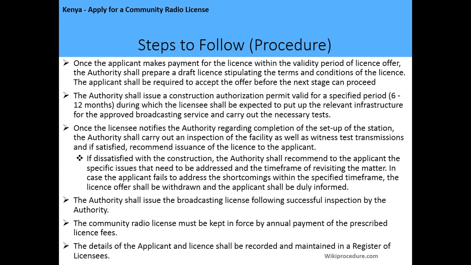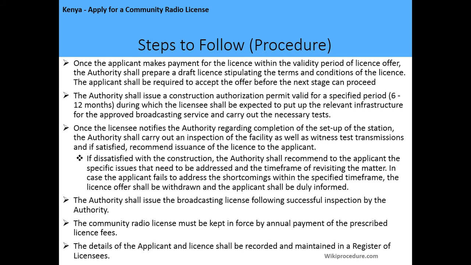applicant. And another scenario, if the authority is dissatisfied with the construction, the authority shall recommend to the applicant the specific issues that need to be addressed and the time frame of revisiting the matter. In the case the applicant fails to address the shortcomings within the specified time frame, the license offer shall be withdrawn and the applicant shall be duly informed.